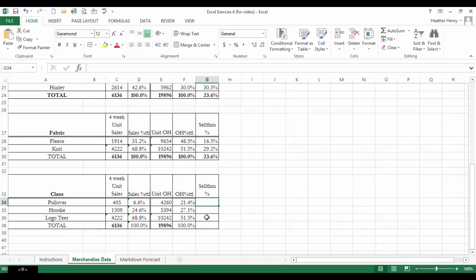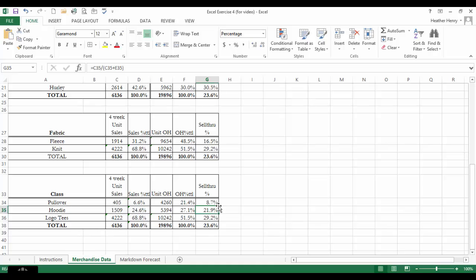Let's now figure out our sell-through for all of the styles in this based on class. Sales divided by our sales plus our on-hand data. Convert this to percent, reflect one decimal place. Let's drag it down to the total level. So we can now see the hoodies have sold through 21.9% of the inventory we bought in the 4-week sales that it has been selling.